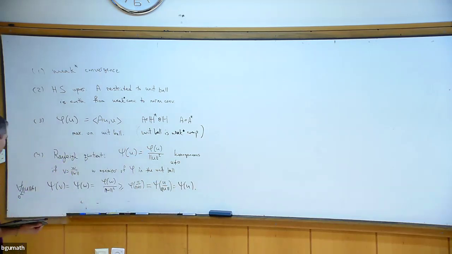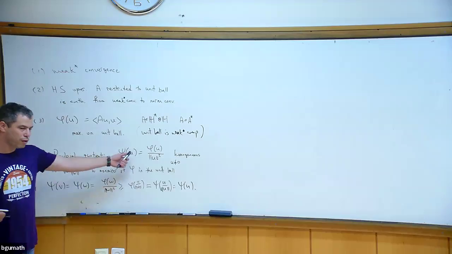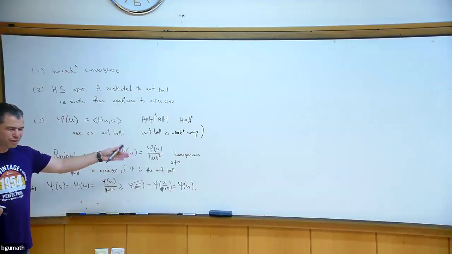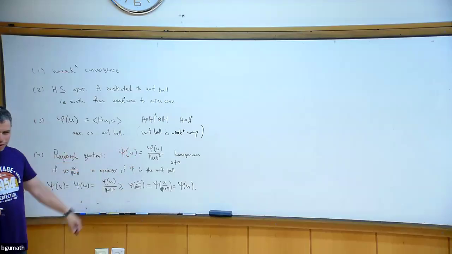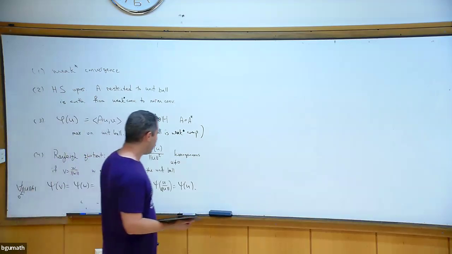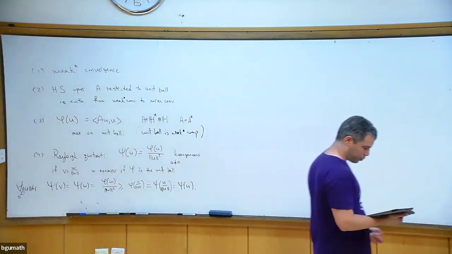I always get mixed up in this calculation, but anyway. So the normalized version of W is a maximizer for the Rayleigh quotient. This is just a consequence of this normalization and homogeneity. It's what you do. And this is the point where we're at.